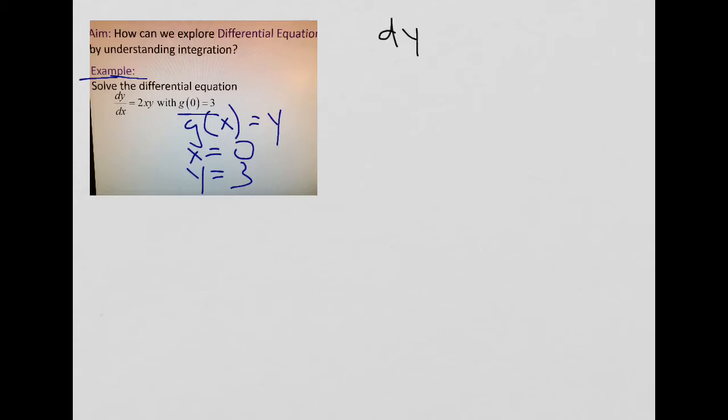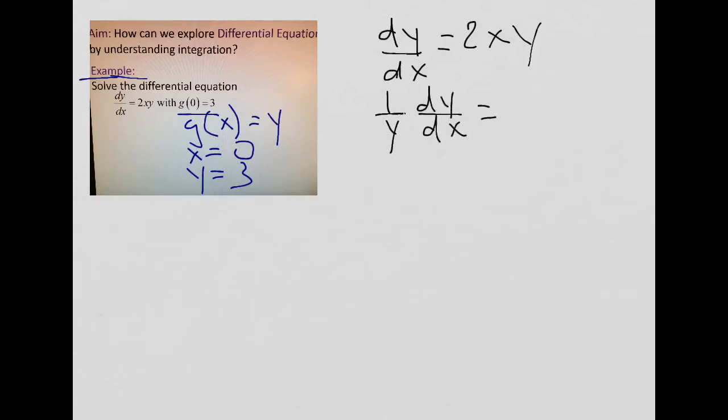So we have dy over dx, and it equals 2xy. I'm going to divide both sides by y, and multiply both sides by dx. Or I can multiply both sides by 1 over y, and then multiply both sides by dx. It's essentially going to give us the same thing as this step. If you do it in one step or you do it in two, that's fine.